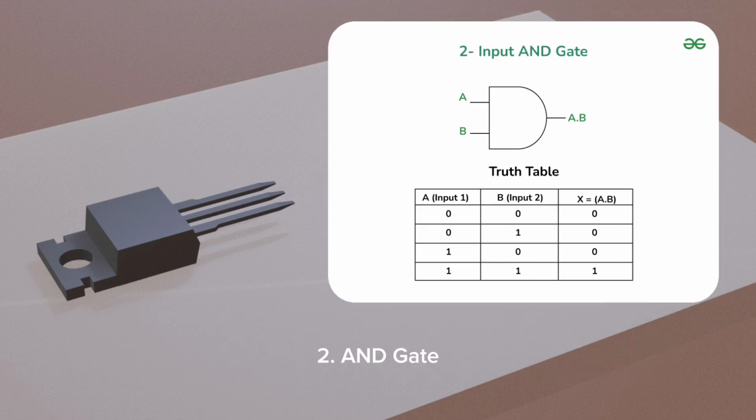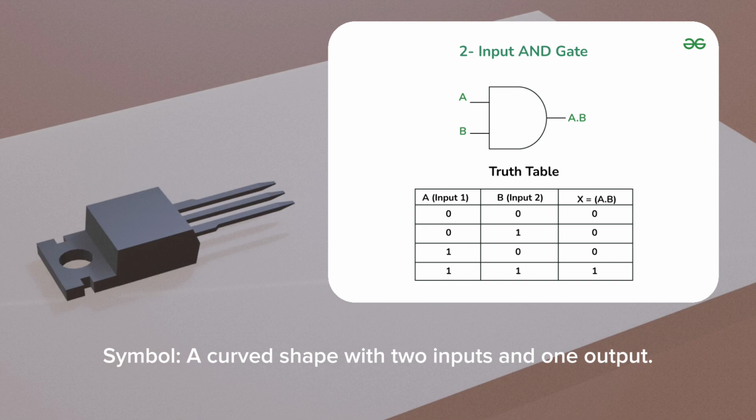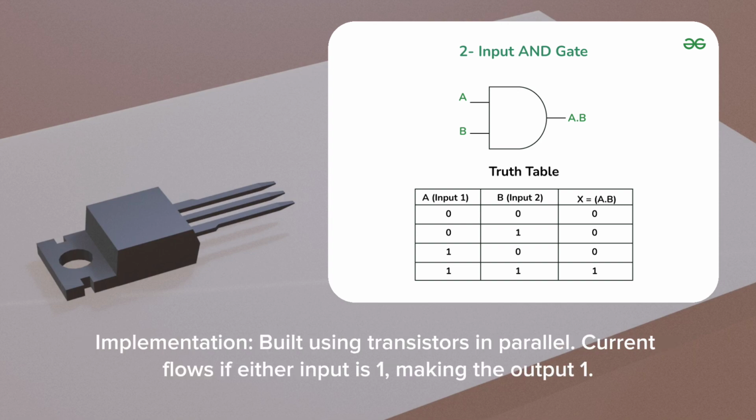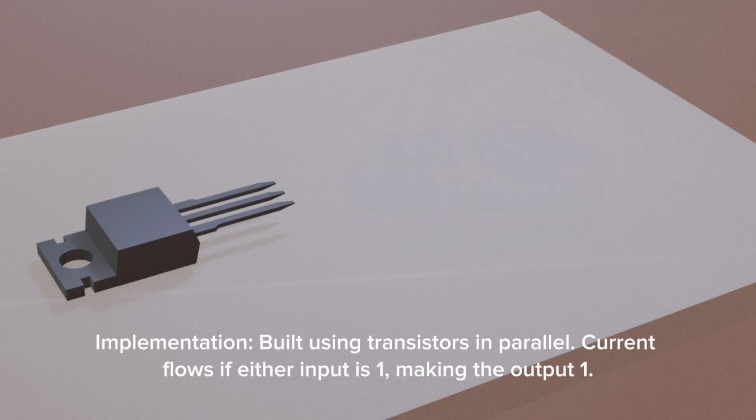2. AND gate. Symbol, a curved shape with two inputs and one output. Operation, outputs 1 only when all inputs are 1. Otherwise, the output is 0. Implementation, built using transistors in parallel. Current flows if either input is 1, making the output 1.